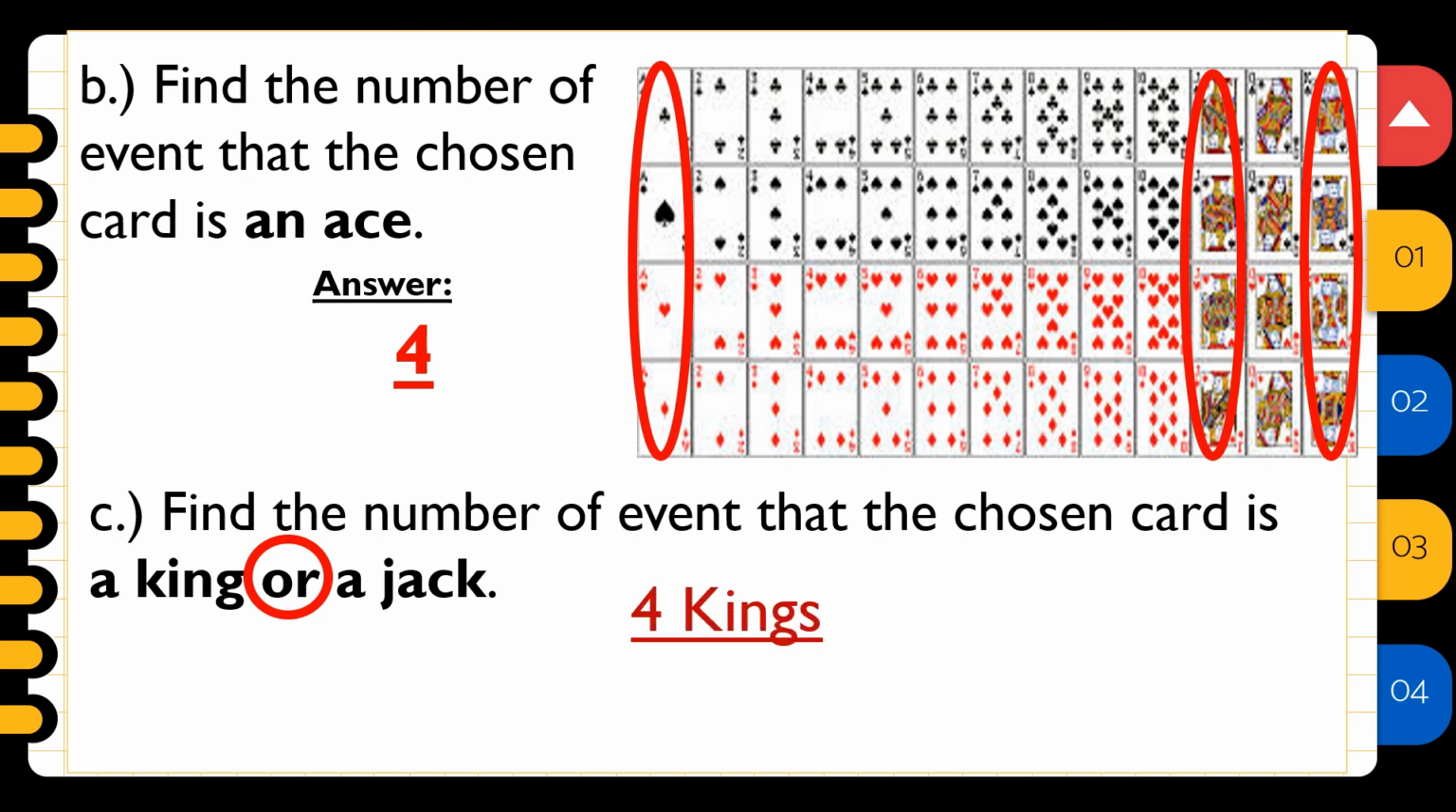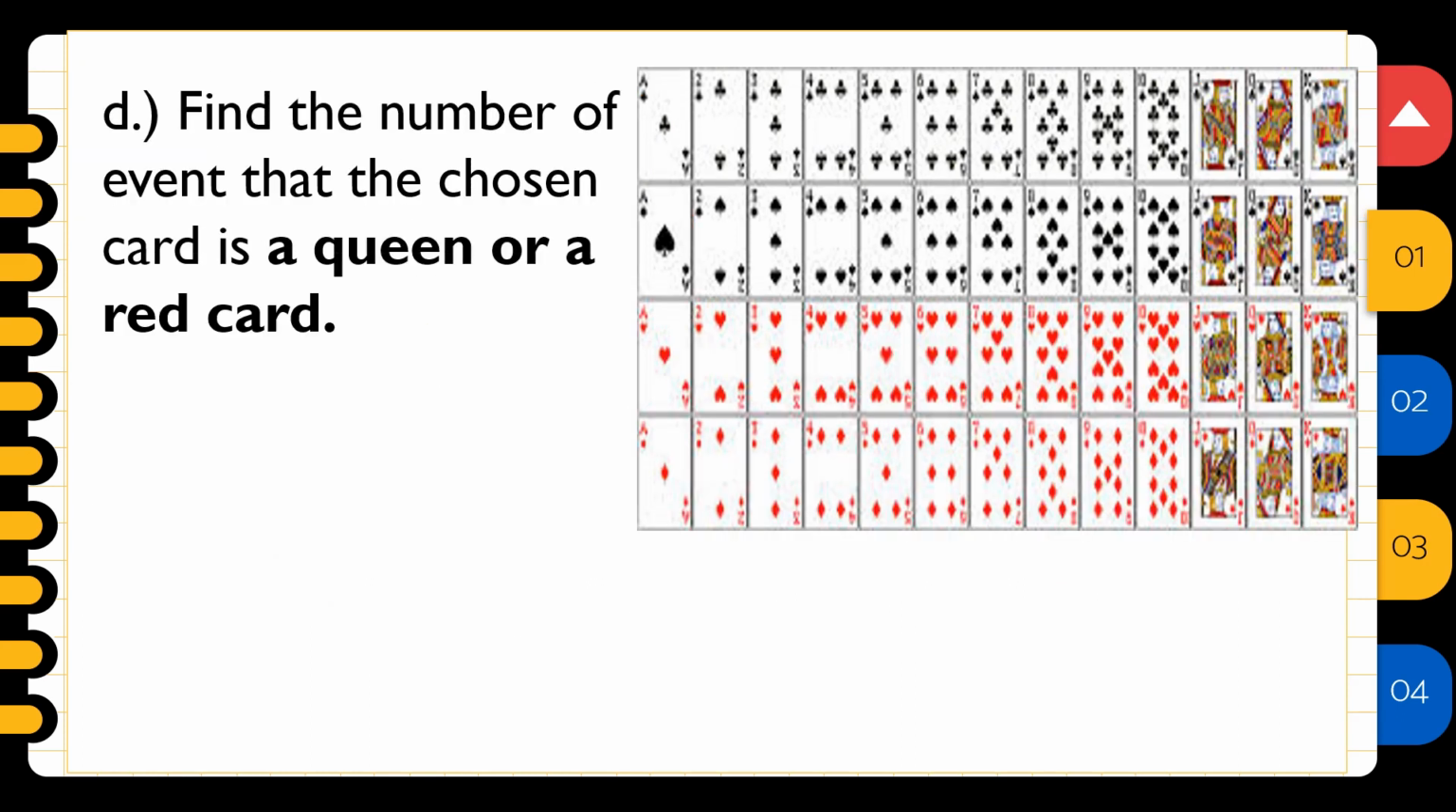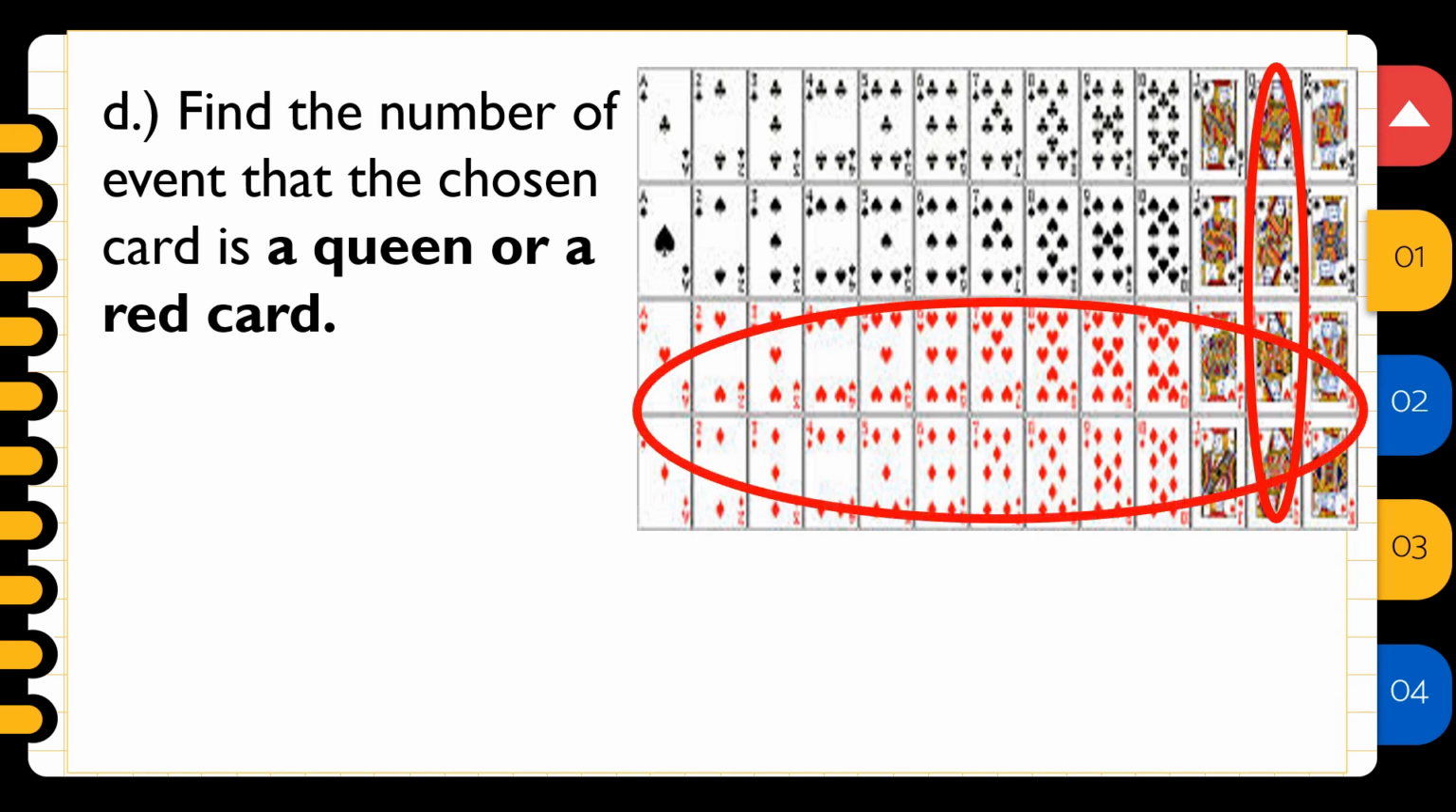So therefore, we have 4 kings plus 4 jacks, and that will give us the answer 8. Next, letter D. Find the event that the chosen card is a queen or a red card. Here we have 4 queens and there are 26 red cards.